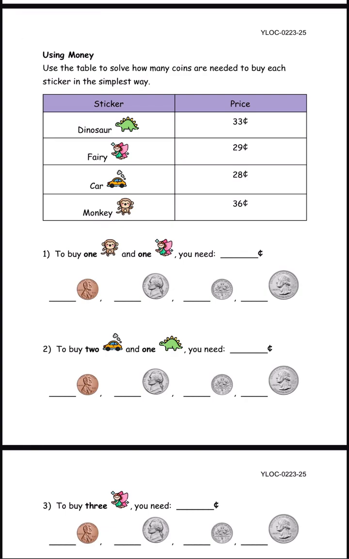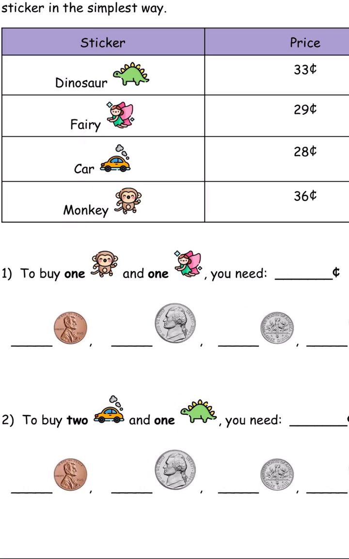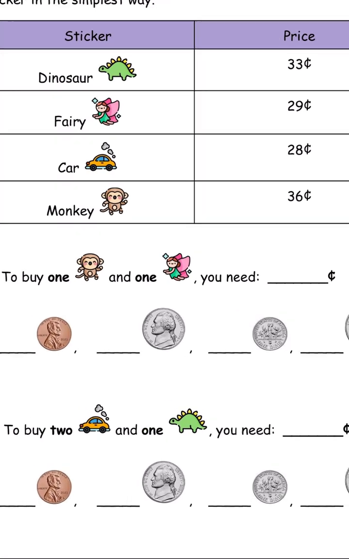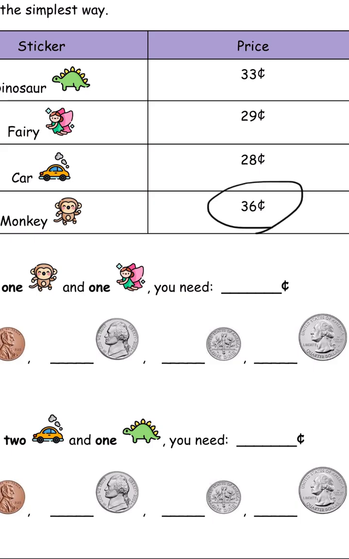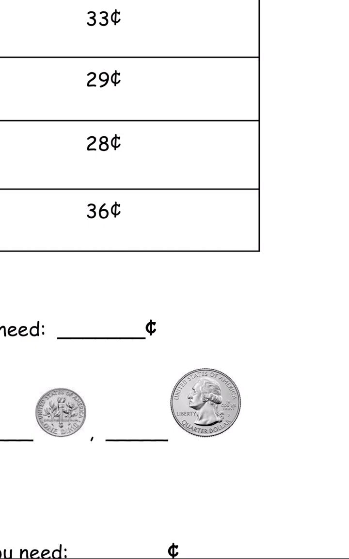Using money. Use the table to solve how many coins are needed to buy each sticker in the simplest way. So we have dinosaur, fairy, car, and monkey stickers. And here are the prices. So we're going to start with number 1. To buy 1 monkey sticker and 1 fairy sticker, you need... So we're going to have to add it, right? So a monkey is 36 and fairy is 29. So we're going to add up the two numbers. So we do 36 plus 29.